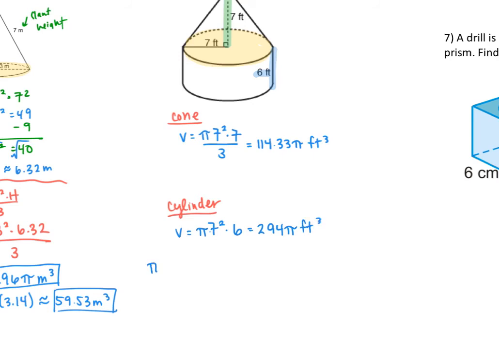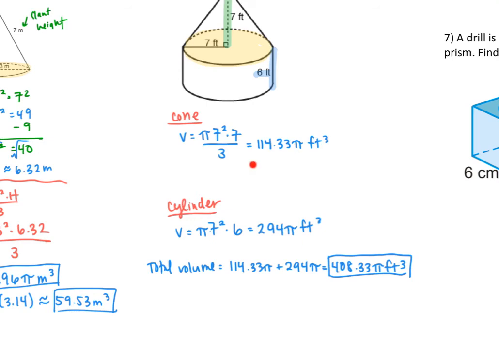All right, so to find my total volume, I'm just going to add those together. So 114.33 pi plus 294 pi, you get 408.33 pi feet cubed. So the reason you can add these together is because they are both in terms of pi. If you had one in terms of pi but the other approximate, you couldn't add them together. So these are like terms.